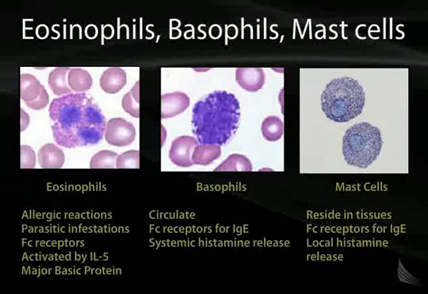The next cell is the basophil. With the basophil and the mast cell, we can kind of look at them the same way. They have the same function. The difference is where they're located. Basophils like to circulate through the blood. Mast cells like to reside in tissues.